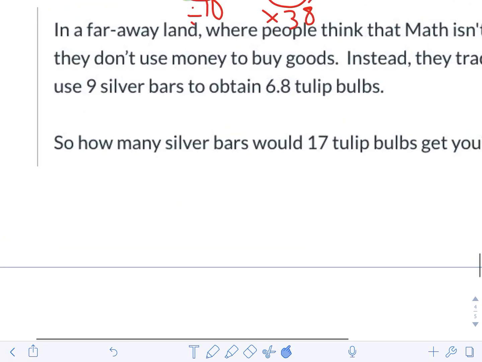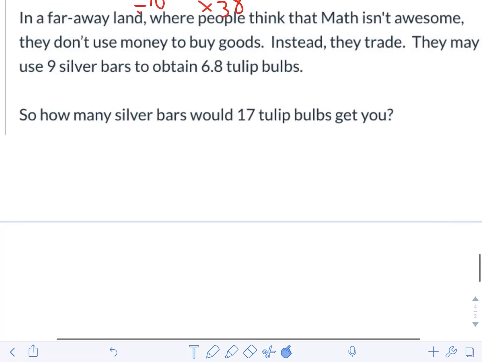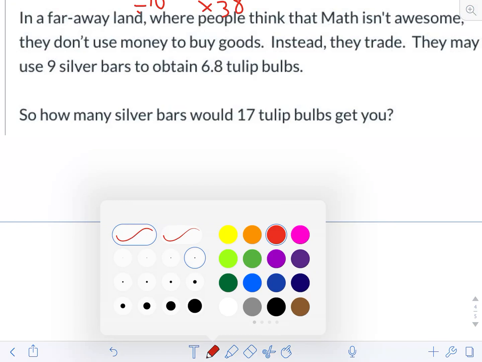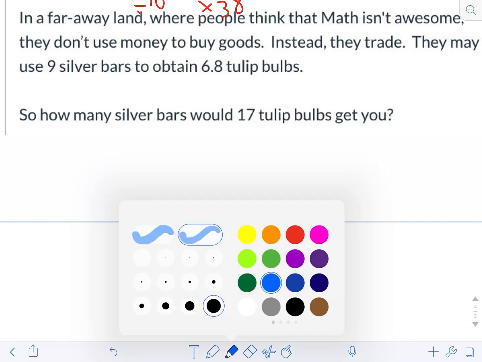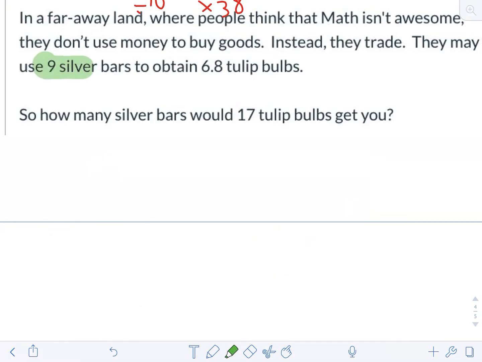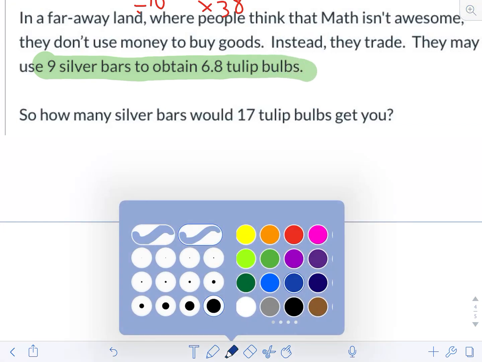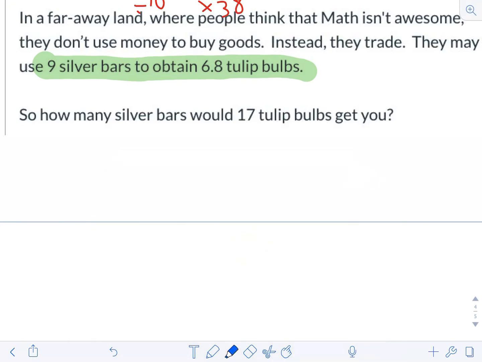Okay, let's look at another one. In a faraway land where people think that math isn't awesome. Oh my gosh, those barbarians. They don't use money to buy goods. Instead, they trade. They may use 9 silver bars to obtain 6.8 tulip bulbs. So the question is, how many silver bars would 17 tulip bulbs get you? Okay, that's what we've got to figure out.